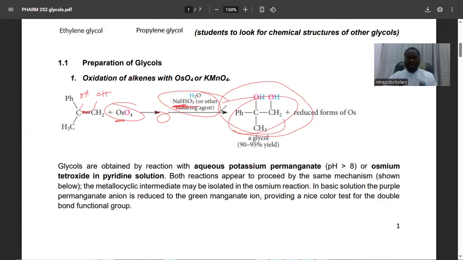KMnO4 in a basic medium. Now, why do we have a basic medium? Essentially, the difference between an acidic medium and a basic medium is that in an acidic medium, it is a strong oxidizing agent, so we use that when we desire very strong oxidizing power. But when we want a mild oxidation, we have to use it in a basic solution. So in this context, we need KMnO4 to act as a mild oxidizing agent.